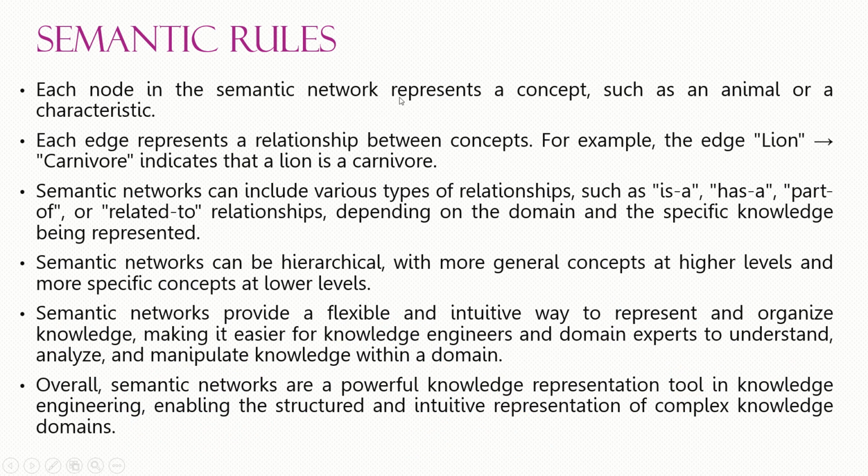Each node in the semantic network represents a concept such as an animal or a characteristic, and each edge represents the relationship between the concepts. For example, the arrow from lion to carnivore indicates the lion is a carnivore. Semantic networks can include various types of relations such as is-a, has-a, is a part of, and is related to, depending on the domain and the specific knowledge being represented.